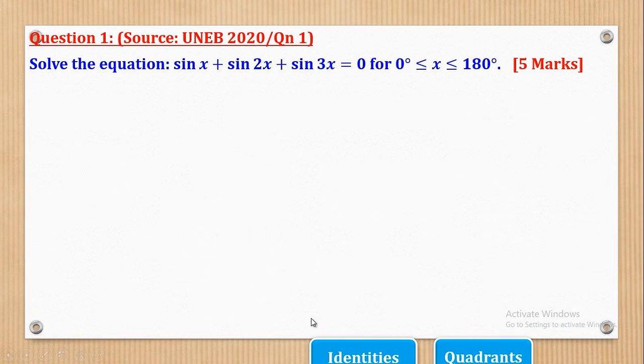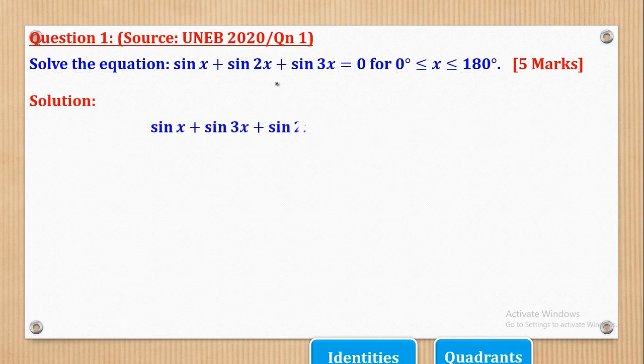So with those identities of factor formula and the reverse of factor formula, we shall go through a number of examples for you to grasp and master them. So we shall begin with question 1, which came from UNEB 2020, that was last year, paper 1, question 1, and it says: solve this equation for x ranging from 0 to 180 degrees.